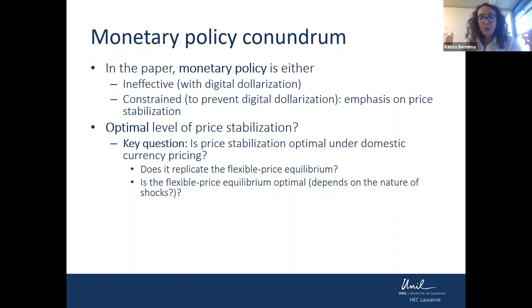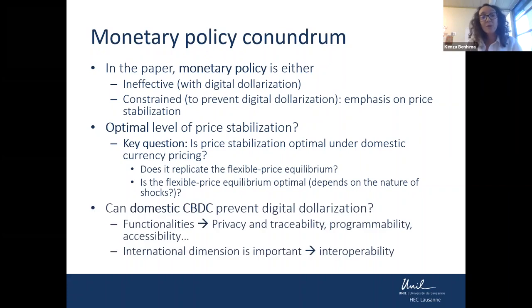So two questions. Can monetary policy replicate the flexible price equilibrium? And second, is the flexible price equilibrium optimal? Because it's not always the case; it depends on the nature of shocks. So whether this is actually a constraint depends on the structure of the economy and of shocks. Now, finally, regarding this policy conundrum, can domestic CBDC prevent digital dollarization?